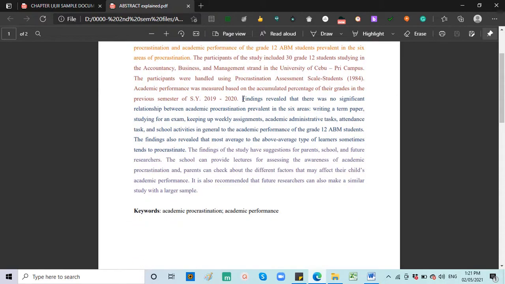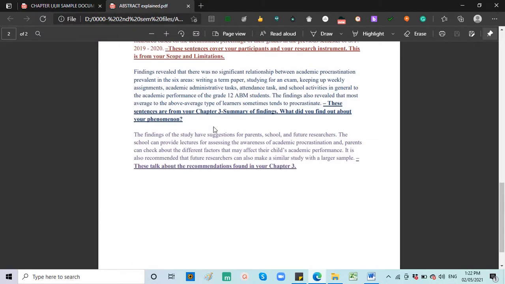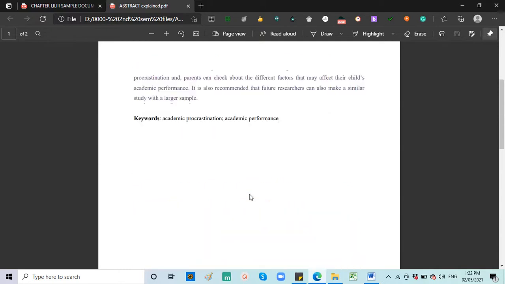Followed by findings revealed, that the findings also revealed that most average, okay, these sentences are from your chapter 3 summary of findings. What did you find out about your phenomenon, sa lived experiences of, or sa perception of, unsa may nga nakuha ninyo nga findings sa inyong phenomenon.